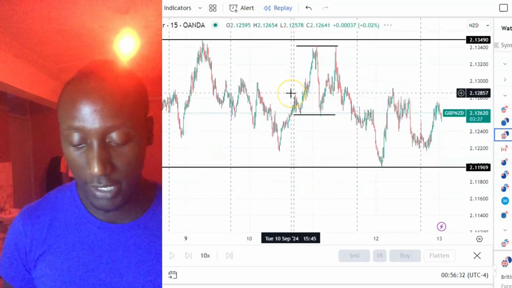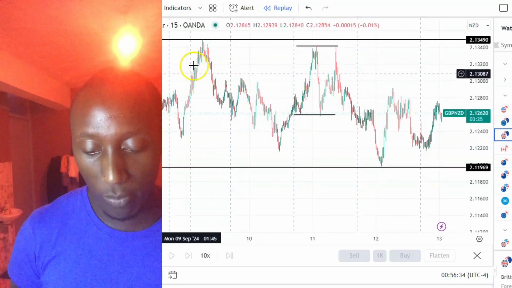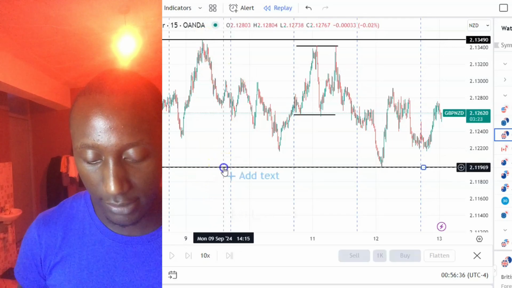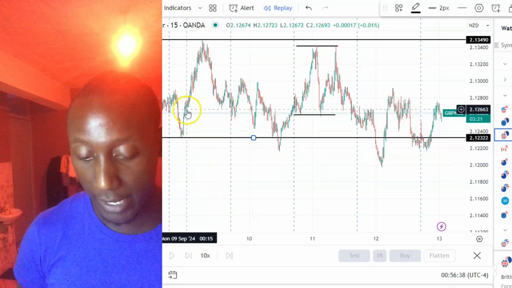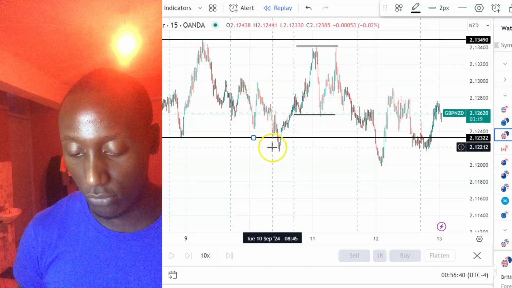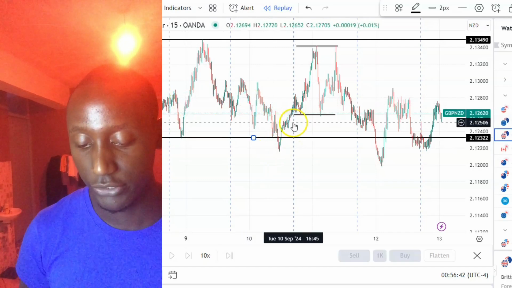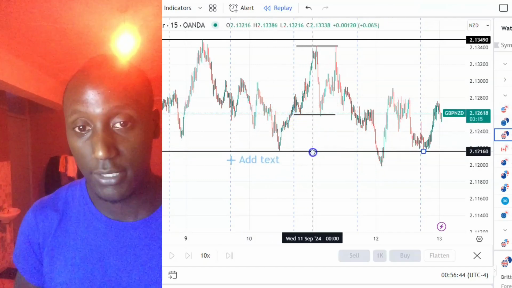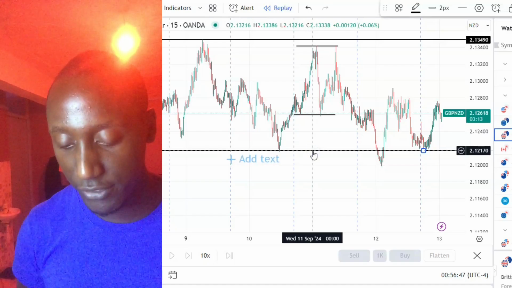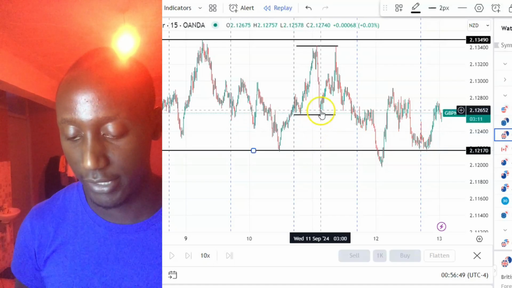For example, this one was this week. So Monday sets that high and sets that low. Tuesday breaks out, closes back inside of the range, all right, which gives us a buy signal for the next day.